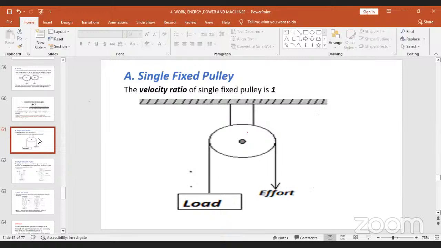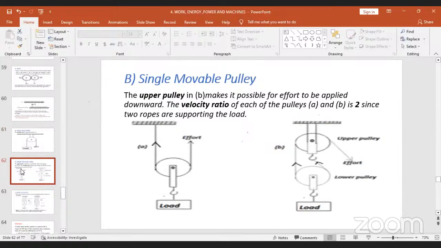We have the load, the effort. Another example, the next one is where one.